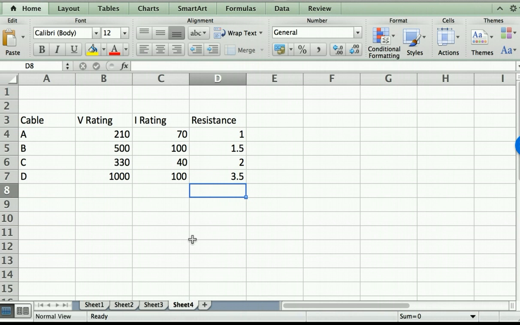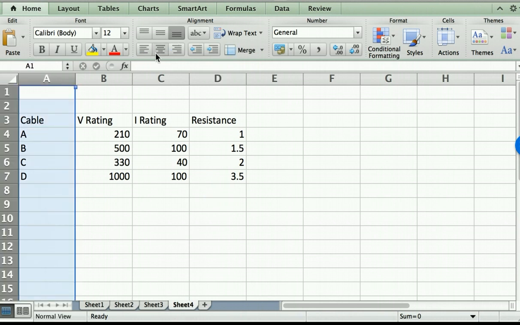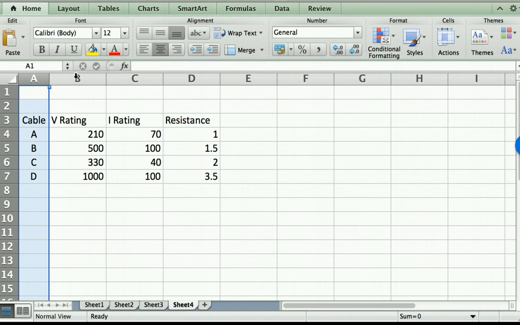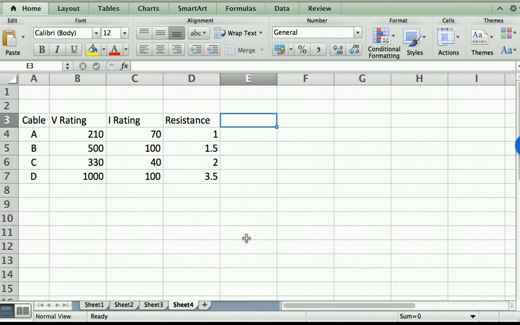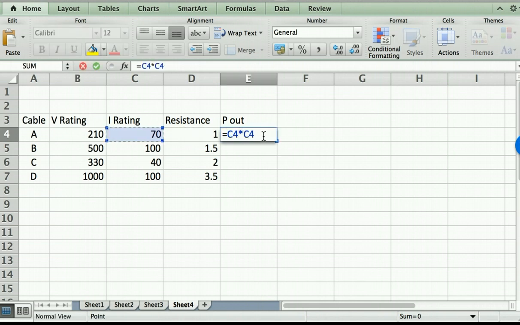So which cable is most efficient? This is what we'll have to calculate now. In order to do that, first I will say output power, P output. What is the output power under rated conditions? It is delivering 70 amperes at 210 volts. So simply for the output power, I'll just multiply these two figures. I interpret the ratings as the supply: how much current the cable can supply and how much voltage the cable can operate under. So the output is 14700 watts.